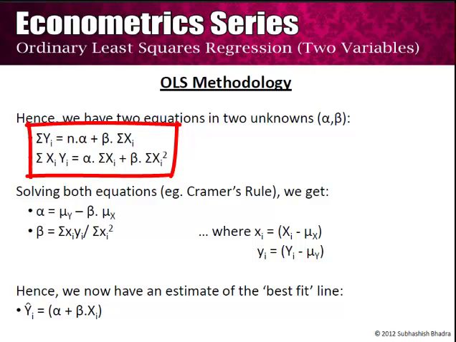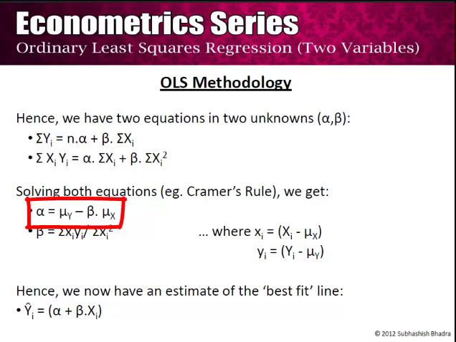You can solve these two equations in two unknowns using several methods, the easiest of which I think is Cramer's rule. And finally, you come up with two equations. One gives the value of alpha and one gives the value of beta. The value of alpha is equal to mu y minus beta times mu x, where mu y is the mean value of y. Similarly, beta equals summation xi yi divided by summation of xi square.